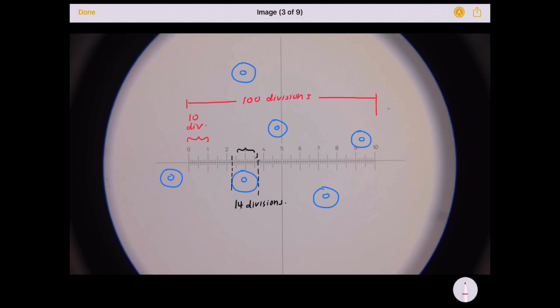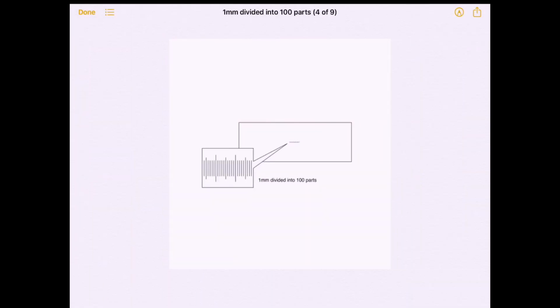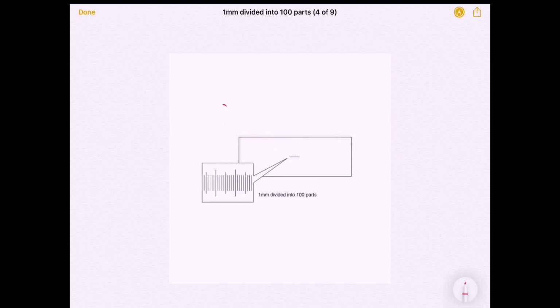So to give this number of divisions a value, that's where we need to calibrate the eyepiece. Using what? Using a stage micrometer. Every stage micrometer might not be the same. So you have to look at the indication where they might tell you that this particular micrometer is made out of what size, and therefore each division represents what.